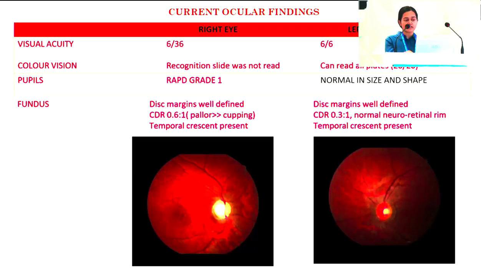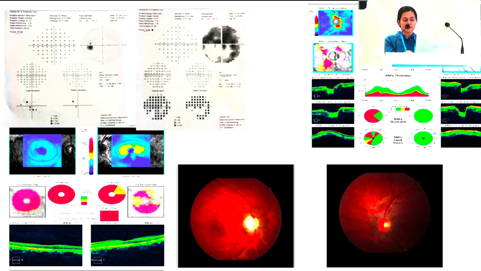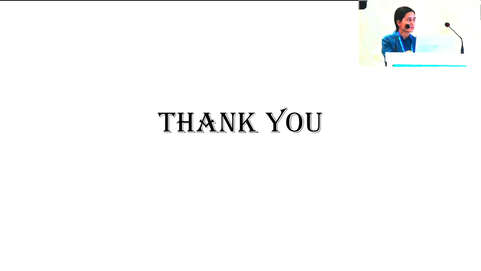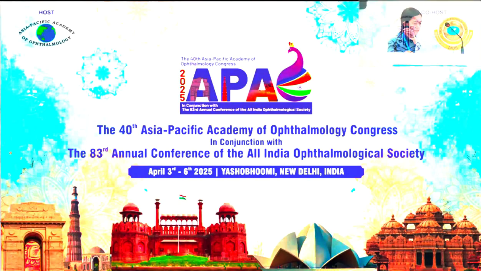Currently, the ocular findings were 6/36 vision in the right eye with impaired color vision. The pupils showed grade 1 RAPD, but the disc edema resolved in the right eye as well as in the left eye. This is the OCT RNFL picture, and the macular GCC showed thinning in both the eyes. Thank you.